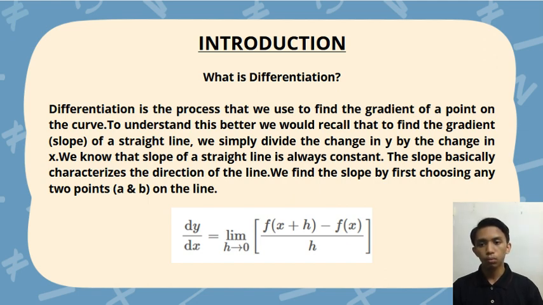We know that the slope of a straight line is always constant. The slope basically characterizes the direction of the line. We find the slope by first choosing two points A and B on the line. This is the formula dy/dx.